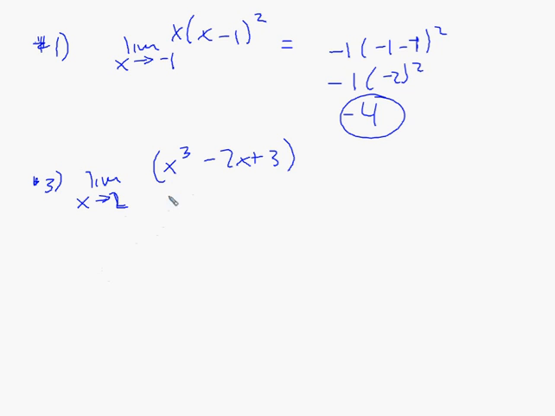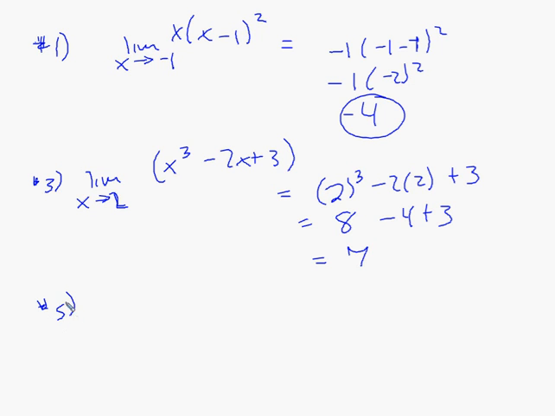So I go ahead and I put in the 2 there. So that's going to be 2 cubed minus 2 times 2 plus 3. And follow the order of operations, so I get 8 minus 4 plus 3. That's going to be a negative 1, so 7. And that pretty much covers that section of the homework.